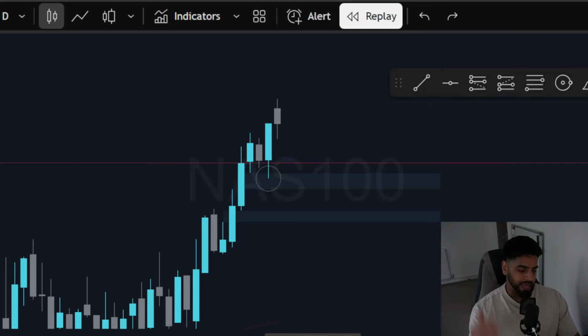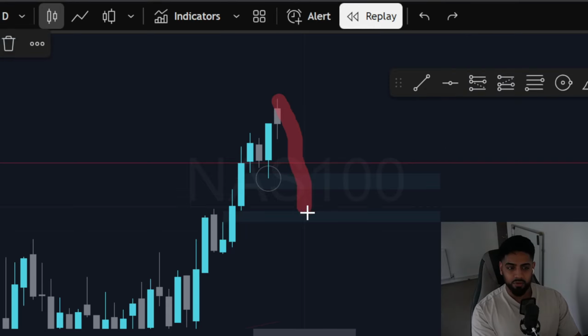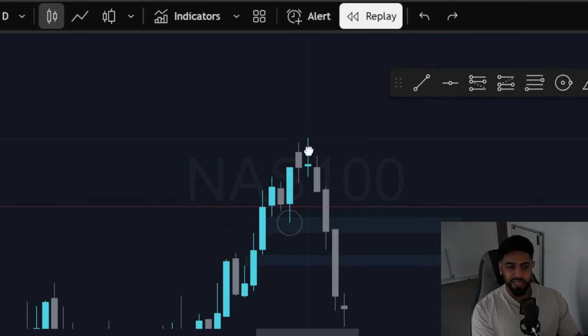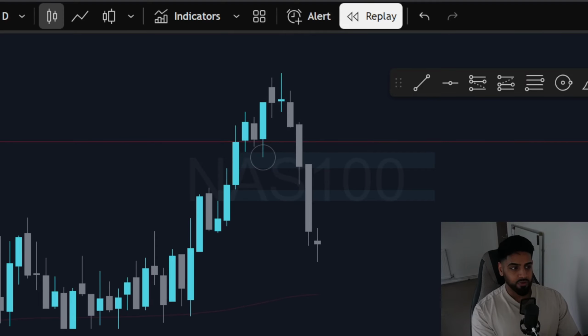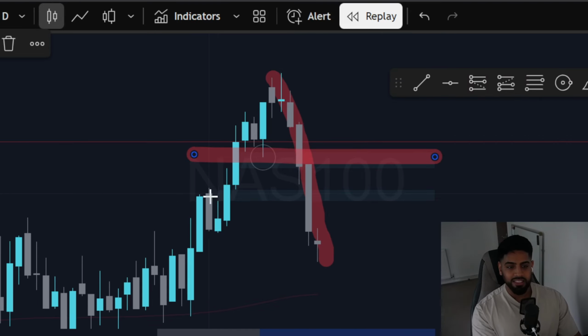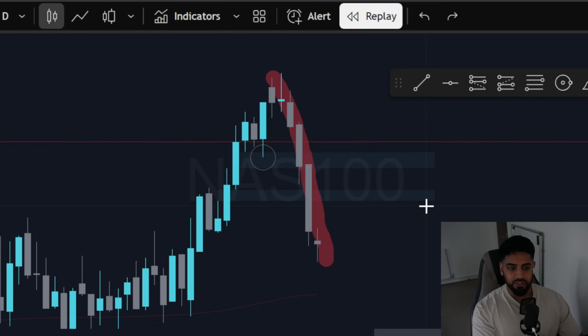But for our entry criteria, what we want to see is these areas get completely disrespected. And what I mean by that is I want to see price blast straight through them, telling us that the bulls are no longer in control, but the bears have now stepped in. And if I play price forward, what we can see is we get exactly that. Price absolutely just blast straight through this inefficiency and this inefficiency.